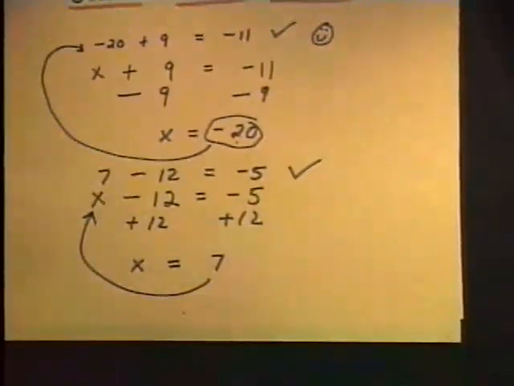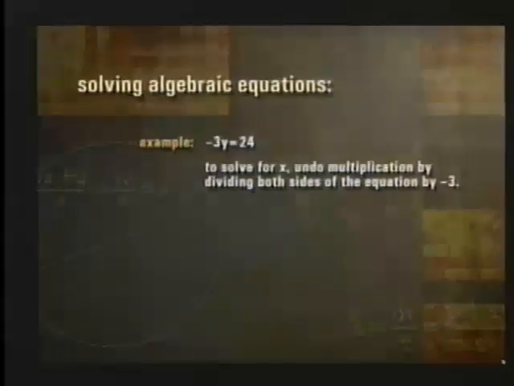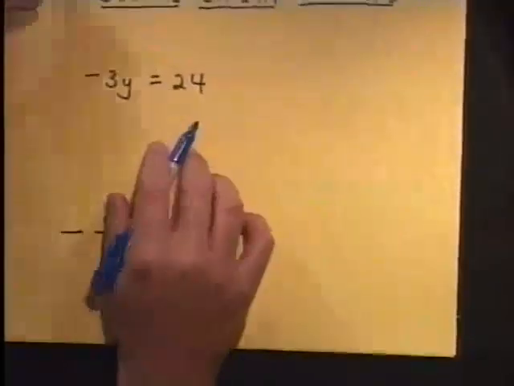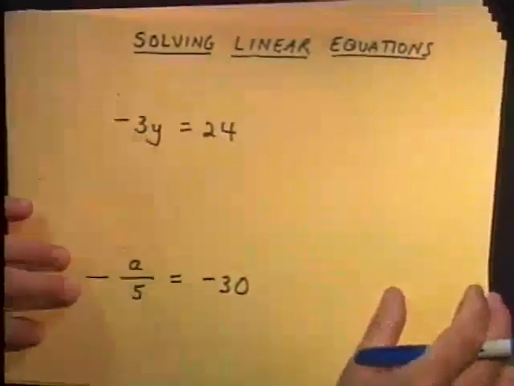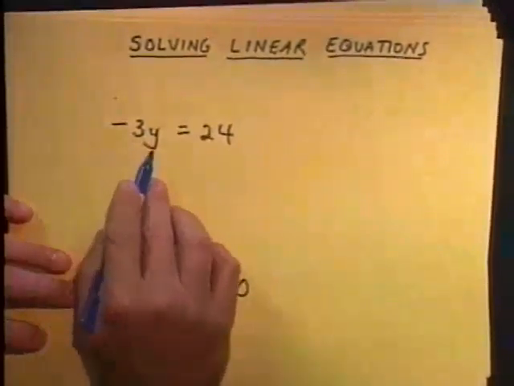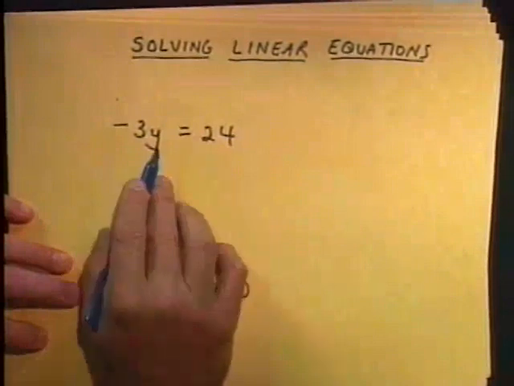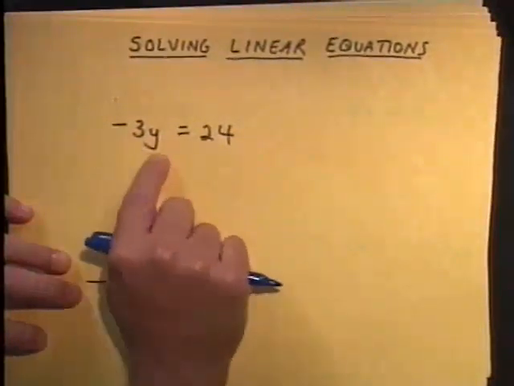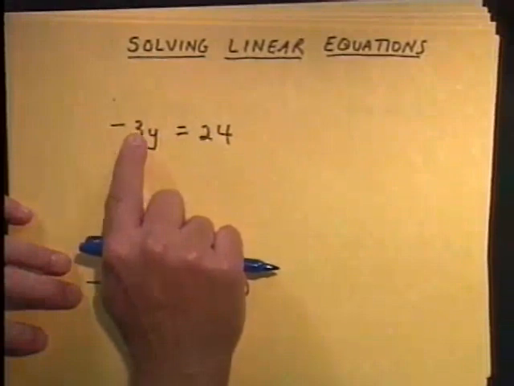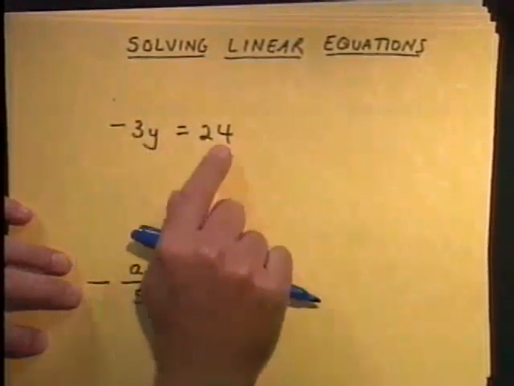All right, next example. Let's go to the graphics. What about multiplication, Young? In this example, we've got negative 3y equals 24. To solve for y, undo multiplication by dividing both sides of the equation by negative 3. Now, a lot of students I see make mistakes, they'll go ahead and try to add 3 to both sides to solve for y, but they don't understand what a negative 3 and y back to back mean. This means negative 3 times what number gives me 24.